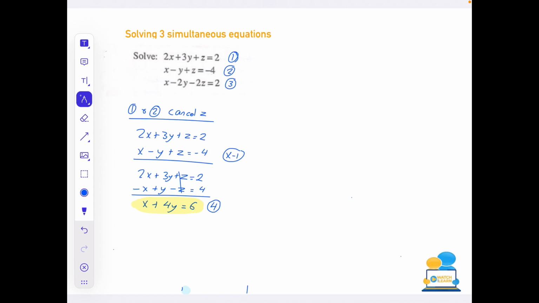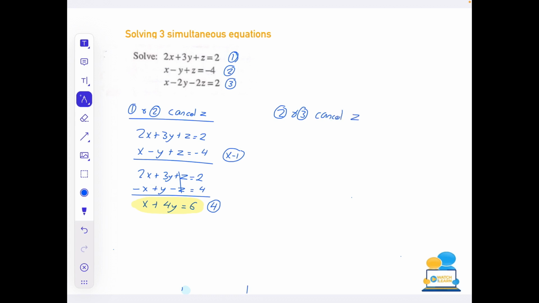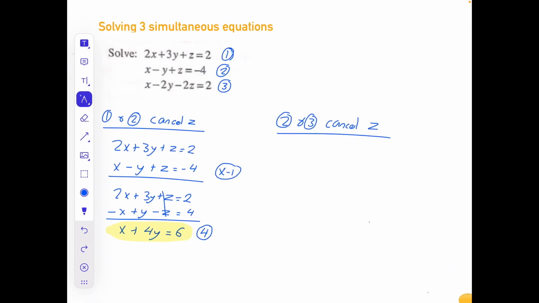Now, for step 2, instead of taking equation 1 and 2, I'm going to take equation 2 and 3, and I'm going to cancel z again. Whatever you chose to cancel over here, you have to cancel the same variable or the same letter in your second step. So I'm going to write down equation 2 and 3. So x minus y plus z is equal to -4, and x minus 2y minus 2z is equal to 2.